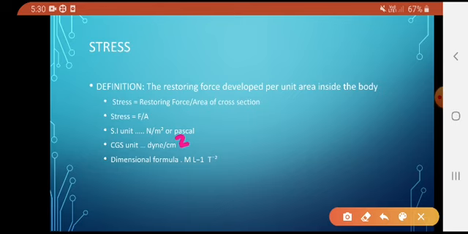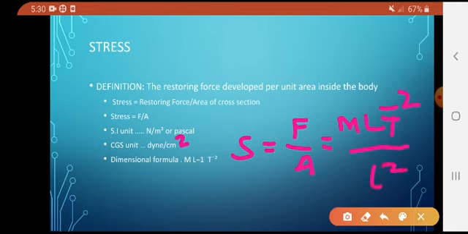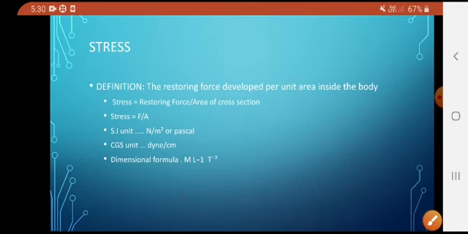And the dimensional formula for stress equals force by area. So the force dimensional formula is M L T^-2, area is L^2. So L^2 gives L^(1-2) = L^-1. So M L^-1 T^-2 is the dimensional formula for stress. Right? This stress is the restoring force developed inside the body per unit area when you are applying some external deformation force on the body.